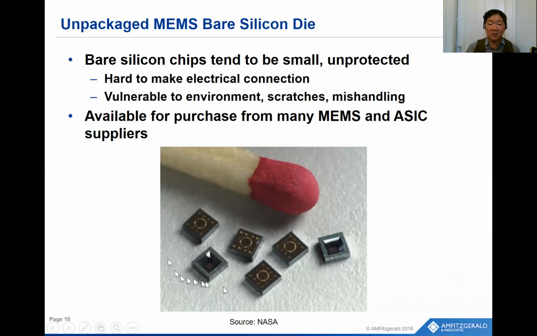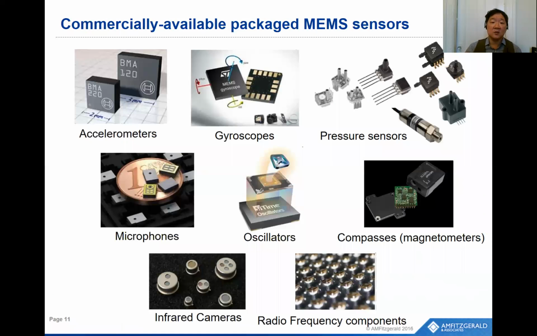Now, these bare silicon pressure sensors are small, and so they tend to be hard to make an electrical connection to. And they're vulnerable to the environment. Water will corrode them, and scratches will damage the chips. Dropping or mishandling the chip can cause it to chip. And so these little silicon chips need protection, and that's where the packaging comes in. These are examples of packaged MEMS devices. They're protected by encasing them in some material, sometimes plastic.